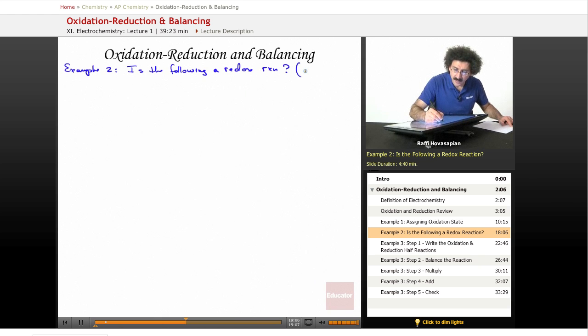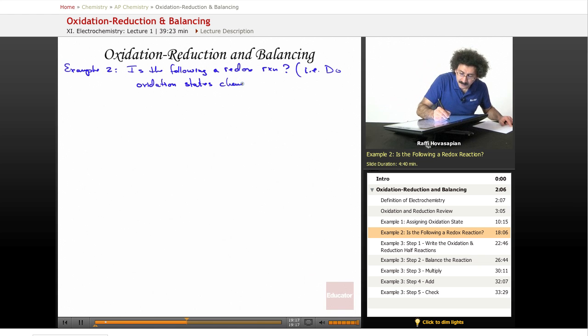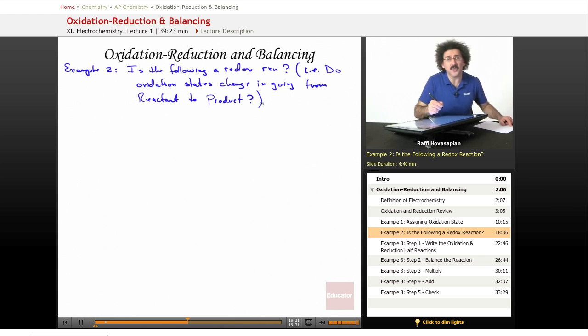In other words, do oxidation states change in going from reactant to product? That's it. Reactant to product. This is how you decide if a particular reaction is an oxidation-reduction reaction.